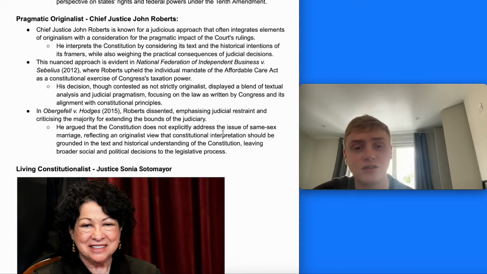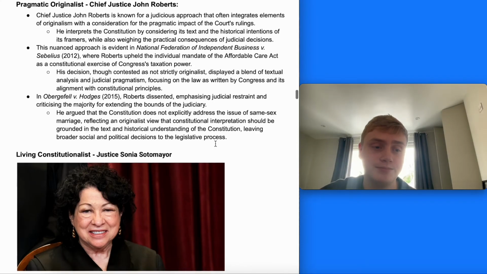And this can be seen in the key case in relation to the Affordable Care Act, which was National Federation of Independent Business v. Sebelius in 2012, where Roberts upheld the individual mandate of the Affordable Care Act as a constitutional exercise of Congress's taxation power. And his decision, though contested as not strictly originalist, displayed a blend of textual analysis and judicial pragmatism, focusing on the law as written by Congress and its alignment with constitutional principles. In Obergefell v. Hodges, he dissented, emphasising judicial restraint and criticising the majority for extending the bounds of the judiciary. So he's kind of in between.